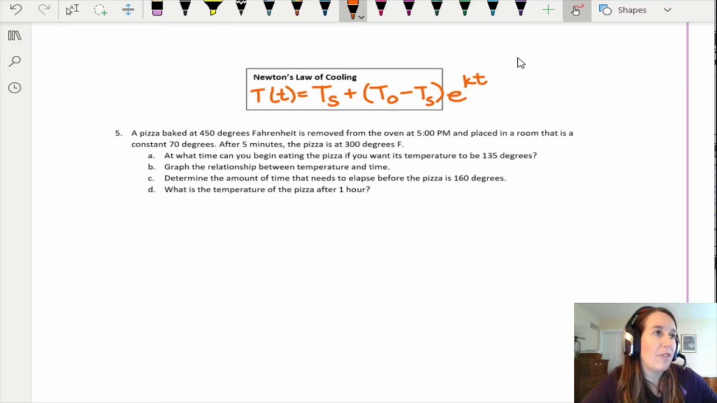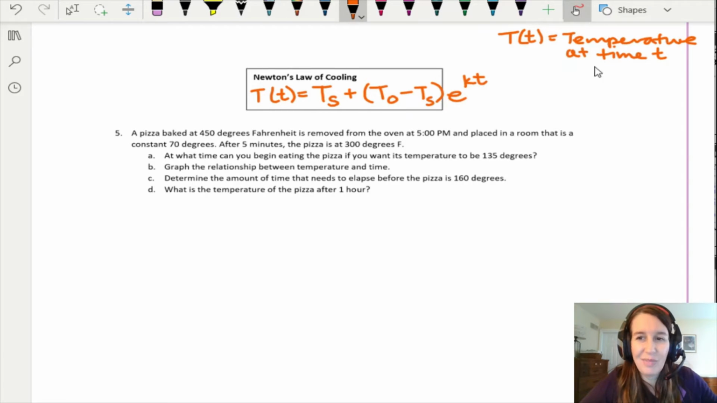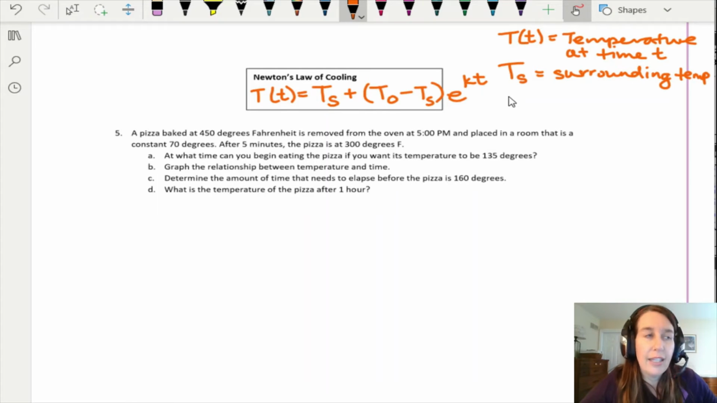So let's define some of those things so we don't forget what all those t's mean. T of t is the temperature at time t, lowercase t, okay? Ts is the surrounding medium's temperature. So we'll just say the surrounding temp, okay? And then T naught, that little zero there again, is the initial or original temperature of the object, okay?